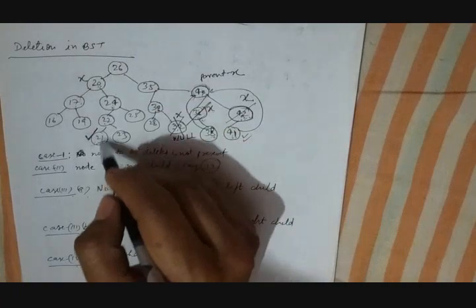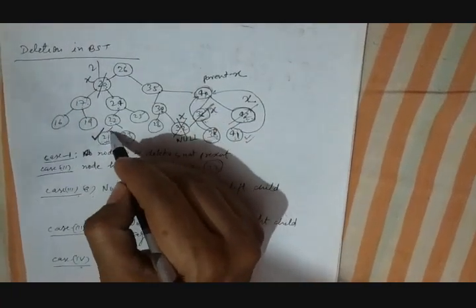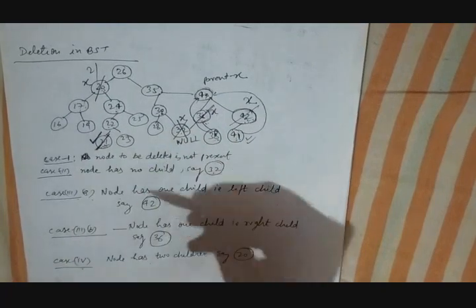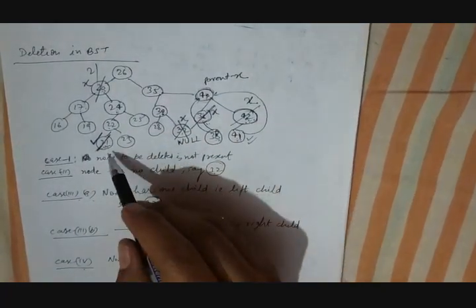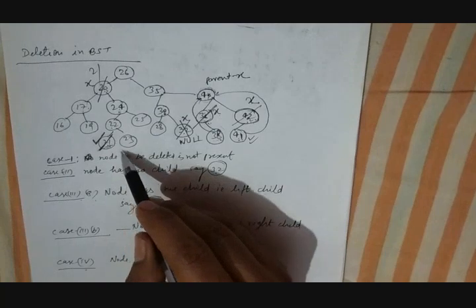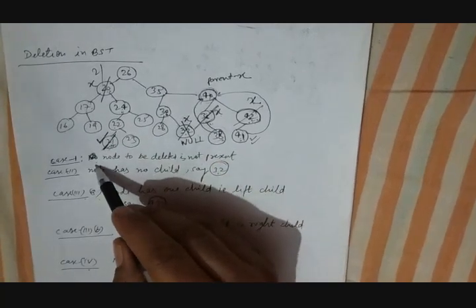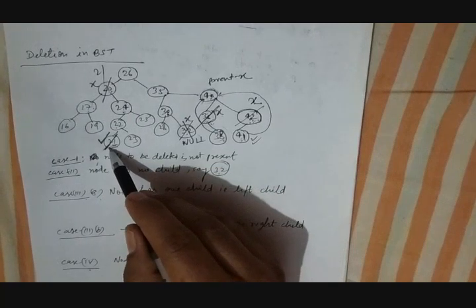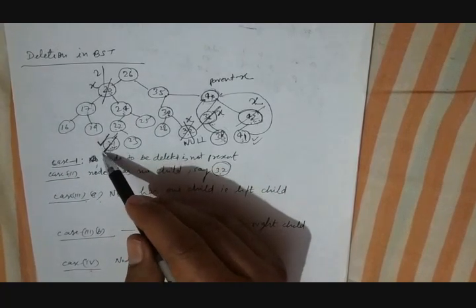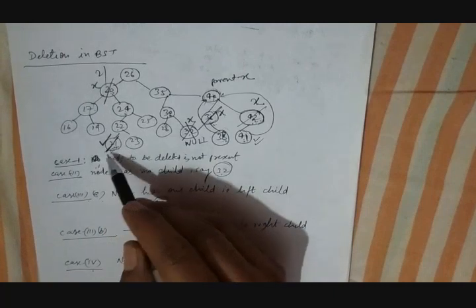So what we will do is replace this 20 by 21, because the immediate successor is 21, and this node will be deleted. Just see what would happen if this node also has some child nodes. For example, it may not have a left child, because then we have to move that node also.